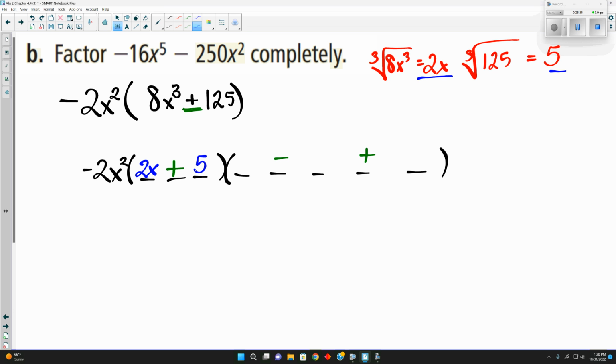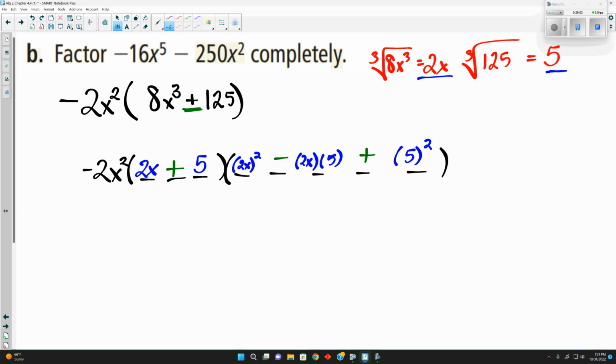For our values of A, in the bigger one, we would have 2x squared. Then we'd have 2x to the first. And lastly, we would have 2x to the 0. We don't have to write it in because it would simplify to a multiplication of 1. Our values of B, the first one would be b to the 0, which we don't put in. In the middle, we'd have 5 to the first. And lastly, we would have 5 squared.